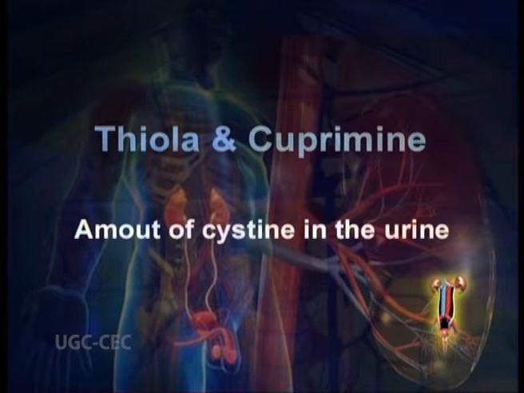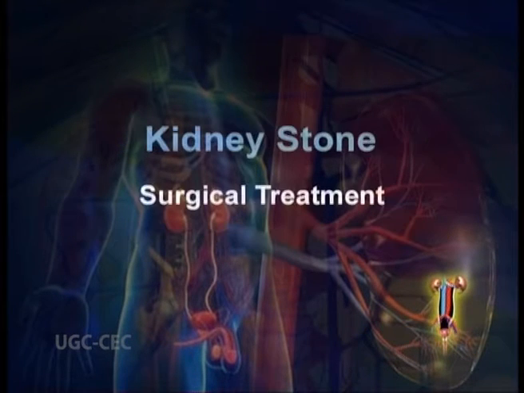in the urine by favoring calcium retention in the bones. They work best when sodium intake is low. If cystine stones cannot be controlled by drinking more fluids, a doctor may prescribe medicines such as Thiola and Cuprimine, which reduce the amount of cystine in the urine.